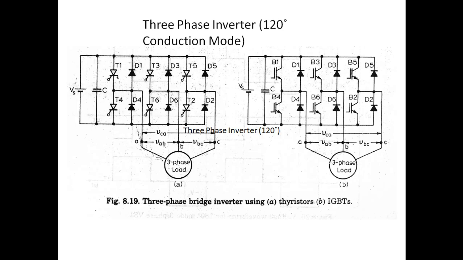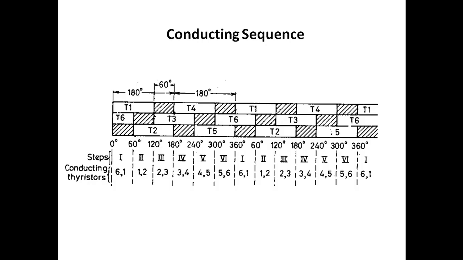So remaining all the things will be the same, that is, the difference between the upper leg 1 and 4 will be 180 degrees, and between 1 and 3 it will be a 120 degree phase difference. The conducting sequence is first phase 1 and 4, second phase 3 and 6, third phase 2 and 5. The positive group of SCRs are 1, 3 and 5, and the negative group of SCRs are 2, 4 and 6.